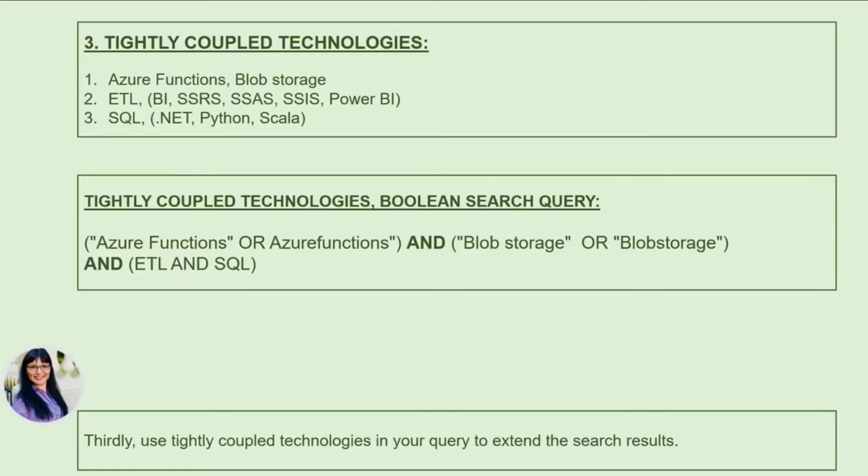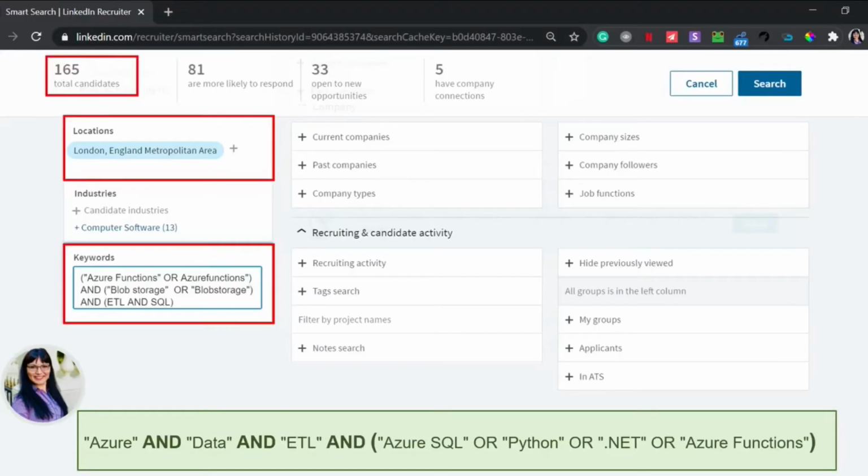In the third query, you can see those technologies which are highly dependent upon each other. It's more than likely if someone knows Azure Functions, blob storage, ETL and SQL, they can work with Databricks or Data Lake or Data Factory. With this query, I also found 165 candidates.